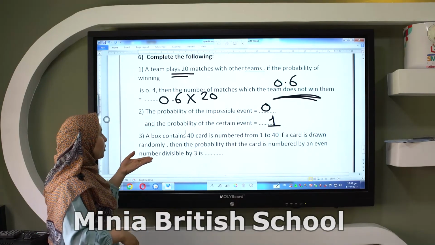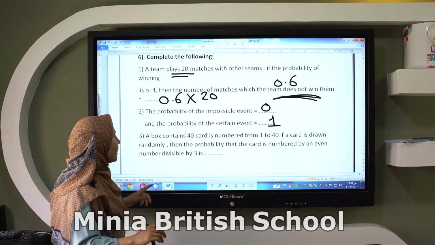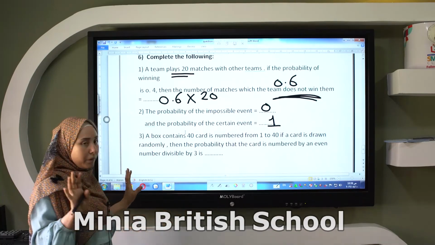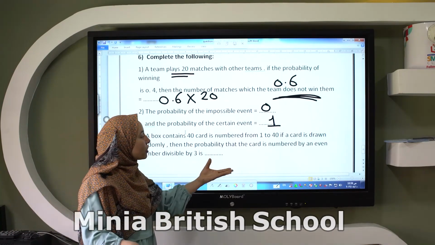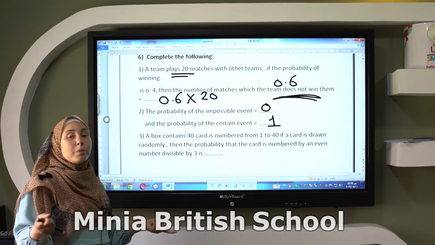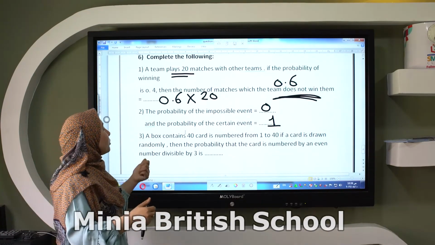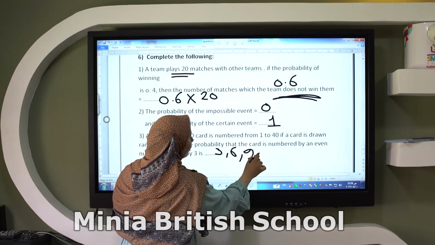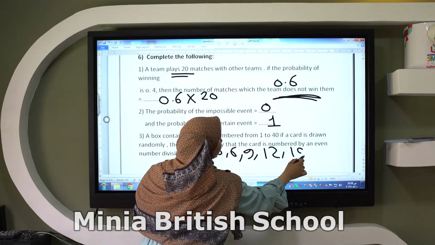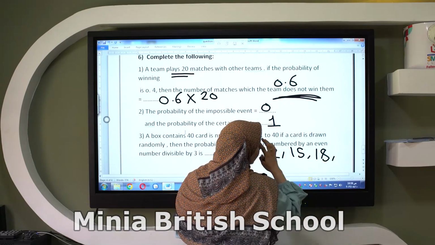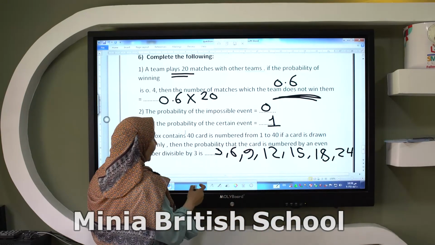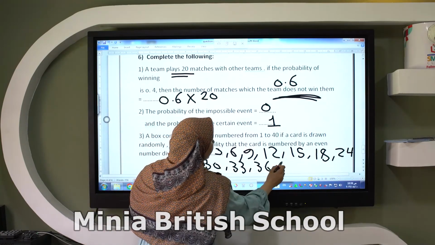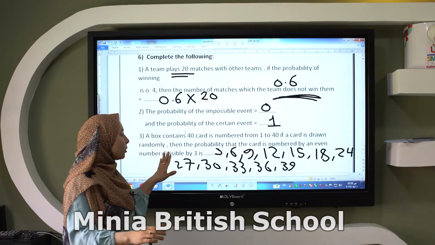Number 3, a box contains 40 cards numbered from 1 to 40. If a card is drawn randomly, then the probability that the card is numbered by an even number divisible by 3. Okay, the numbers divisible by 3 are 3, 6, 9, 12, 15, 18, 24, okay, 27, 30, 33, 36, 39. By the question, divisible by 3 only?